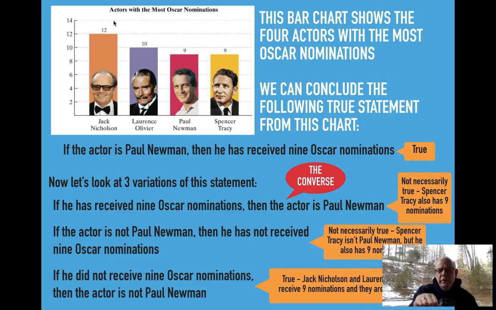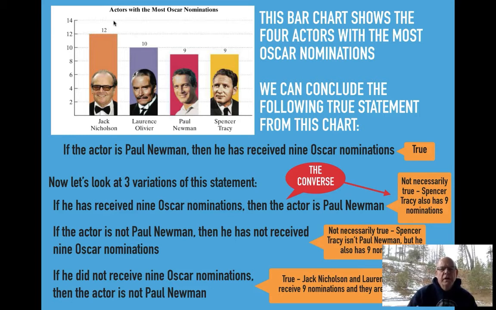So that first statement right there, first variation, is the converse because we just switched the order is all. Okay? And if we look at that, if he has received 9 Oscar nominations, we said it's not necessarily true. And so the converse is not equivalent to the original because it's actually false.